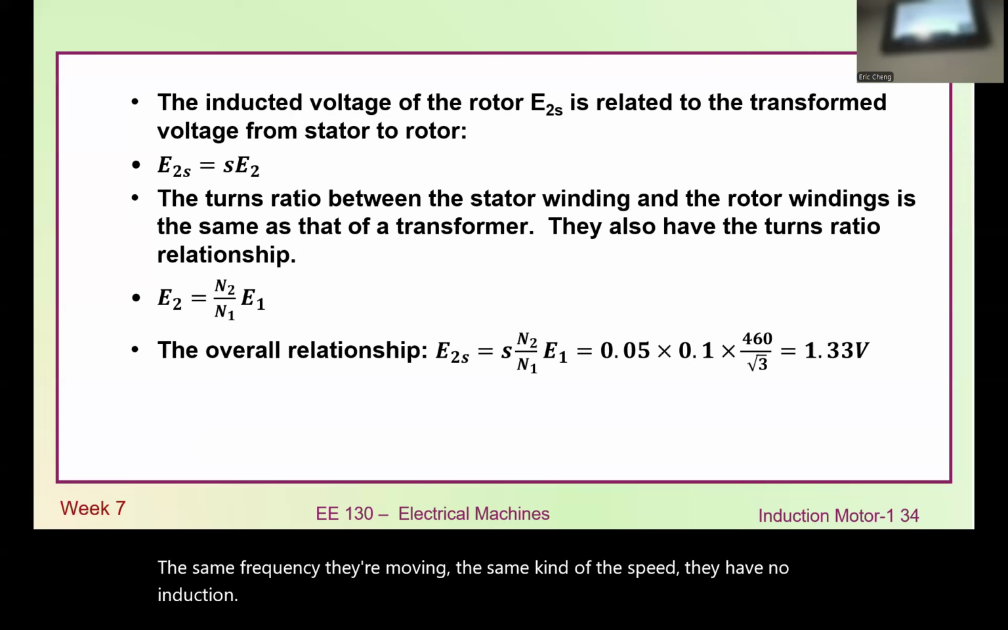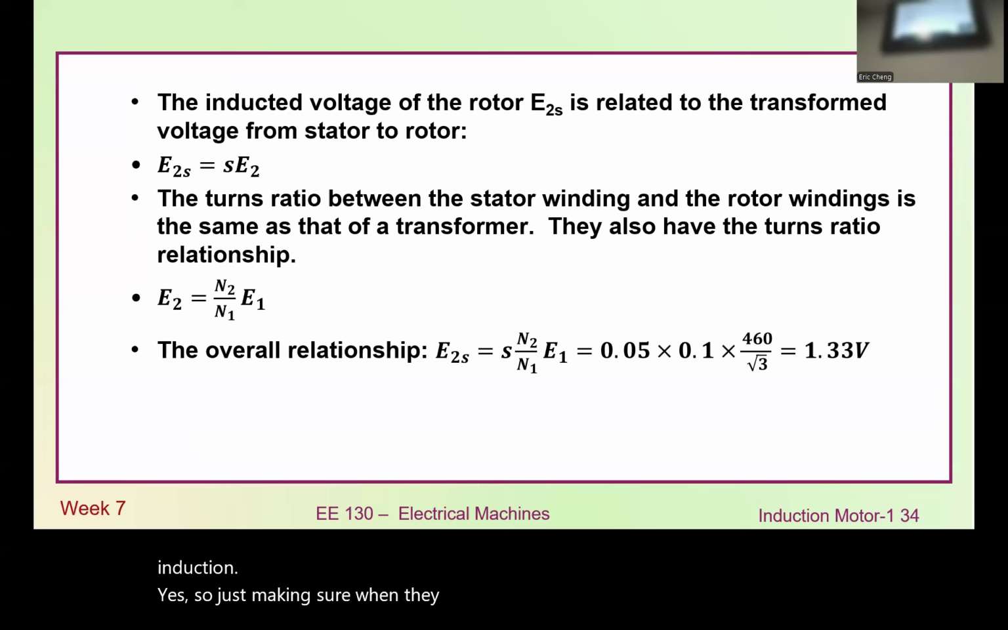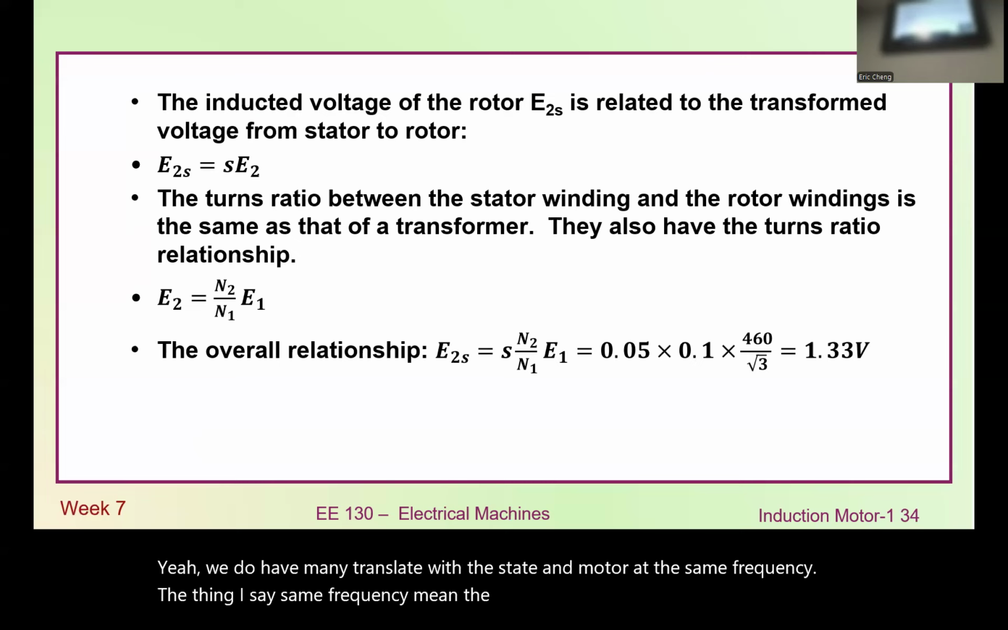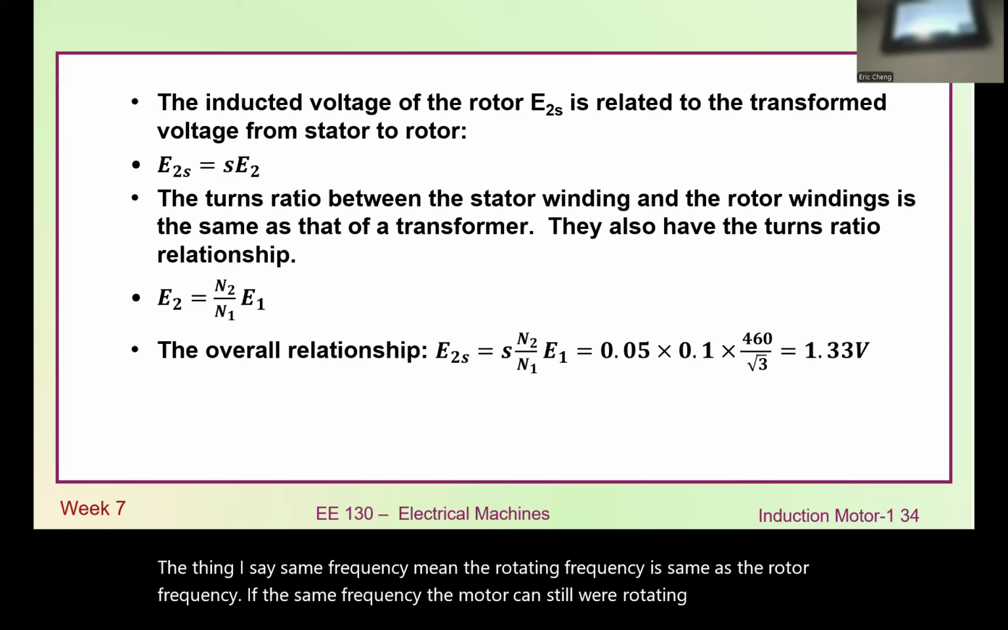Yes? So just making sure, when they have the same frequency, is the rotor still rotating, right? Yeah, we do have many chances with the stator and rotor at the same frequency. What I mean by same frequency is the rotating field frequency is the same as the rotor frequency. If the same frequency, the rotor can still rotate, but there's a loss in induction.